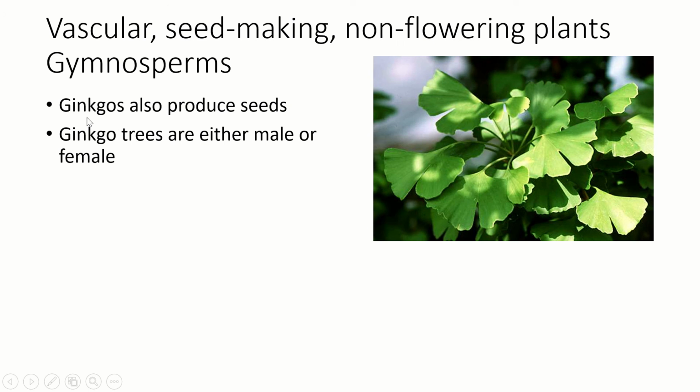The ginkgos, like Ginkgo biloba, are a group of plants with this really distinct leaf pattern. And they're really interesting because the trees are either male or female, but they're not both. And so if you want to reproduce ginkgo trees, you have to have 2 different trees. You have to have a male tree and a female tree.